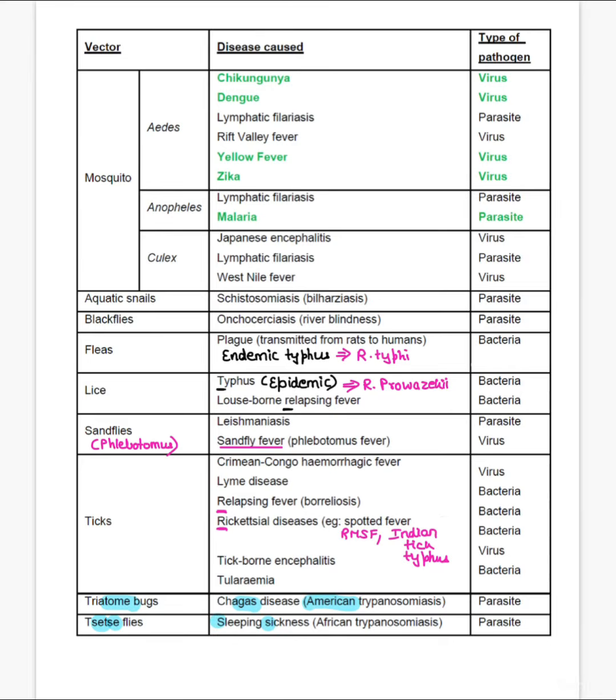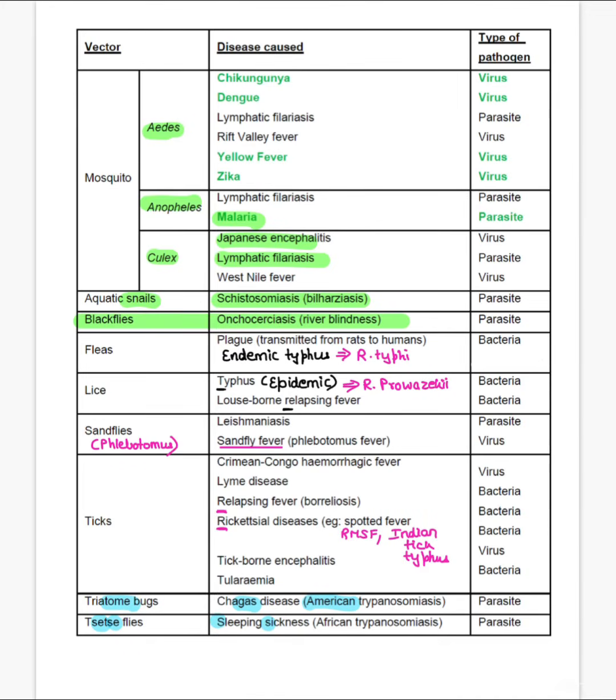This is a table that summarizes all your vectors. Aedes we have already read, guys: chikungunya, dengue, yellow fever, Zika. Anopheles, malaria. Culex, Japanese encephalitis and lymphatic filariasis. Snails, guys, cause schistosomiasis, which causes bladder carcinoma. Then you have black flies that cause onchocerciasis, river blindness. This is included in Vision 2020, guys.